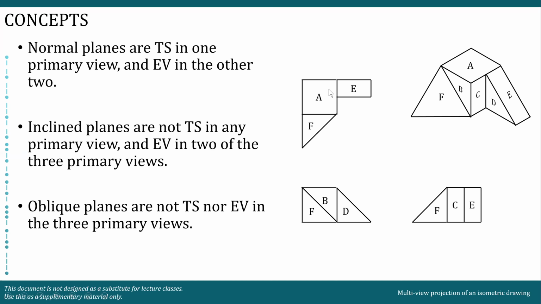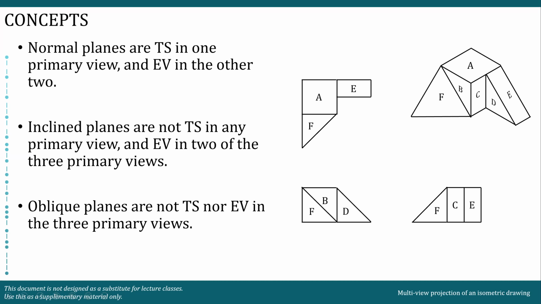A in top view, pero you cannot see A in front view and right side view. They're actually there. Plane A is actually here and also here. However, plane A is edge view here. Similarly, plane A is edge view here. So, ibig sabihin, si plane A, edge view dito, then that's normal. Kasi, edge view in two primary views. Similarly, B and C and D, so A, B, C, D, they're all normal.